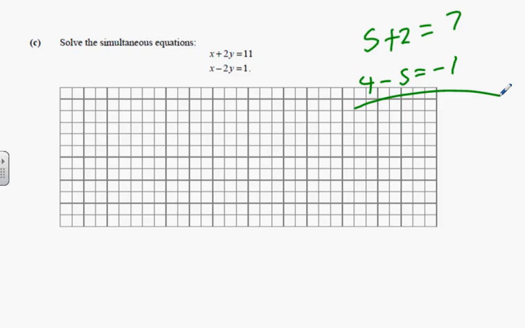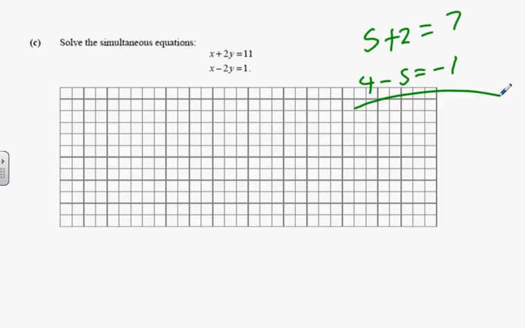Really? 5 plus 2 equals 7? That's balanced. 4 minus 5 is minus 1. Same number though, you know? No, look, cover one of them up. Is that a balanced equation? Yeah. Is the bottom one a balanced equation?